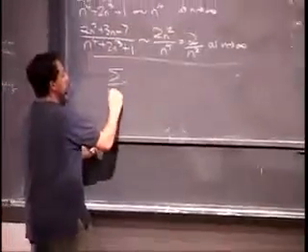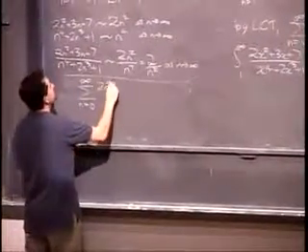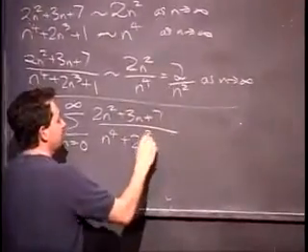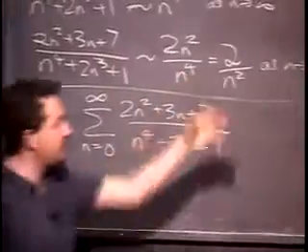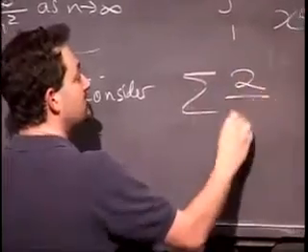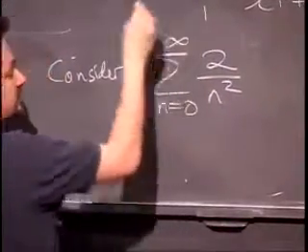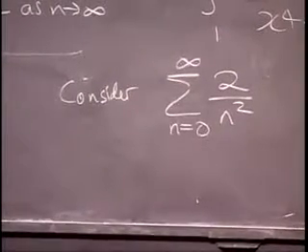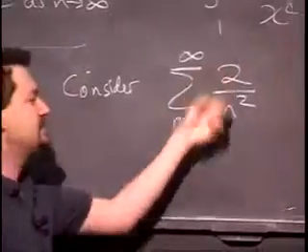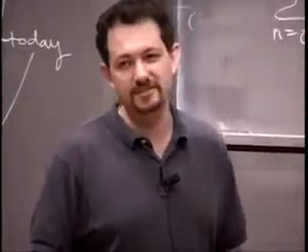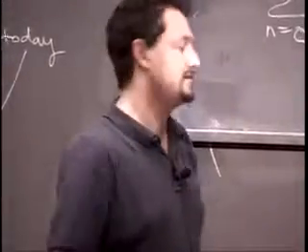Okay, fairly straightforward. What if the sum goes from 0 to infinity of the same thing? How much difference could that make? Well, if you use the same argument and start writing down, consider the sum of 2 over n squared, n equals 0 to infinity, well, that's a silly series to write down, because the first term, when n equals 0, is 2 over 0, which is undefined. So that series doesn't even make sense. You just never say consider something that doesn't make sense.